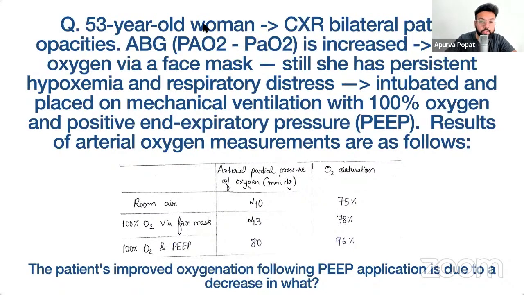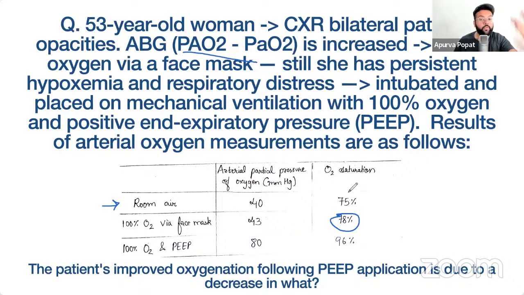Okay. This is a very good question. Let's say you have a woman who is having a chest X-ray showing bilateral opacities. ABG is showing a high alveolar-arterial gradient. Okay. Now, what is happening actually? Look at this. When you are giving the patient oxygen by face mask, this is what the oxygen saturation is changing to.